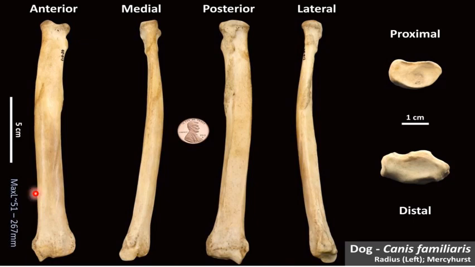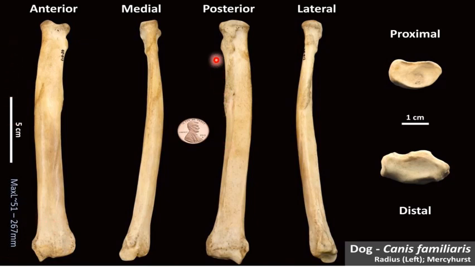Today I am going to discuss the anatomy of the radius of the dog. Radius is a type of long bone which is the main weight bearing bone of the forearm. It articulates with the humerus and ulna proximally to form the elbow joint, while distally it articulates with the carpal bones and ulna to form the antebrachiocarpal joint. So proximally it forms the elbow joint and distally it forms the antebrachiocarpal joint.